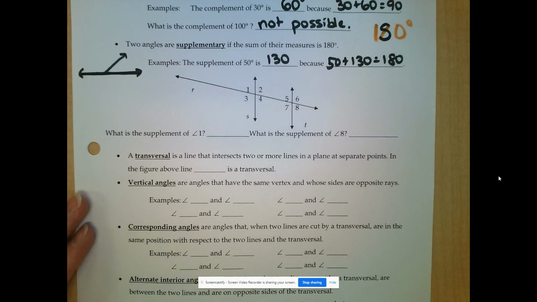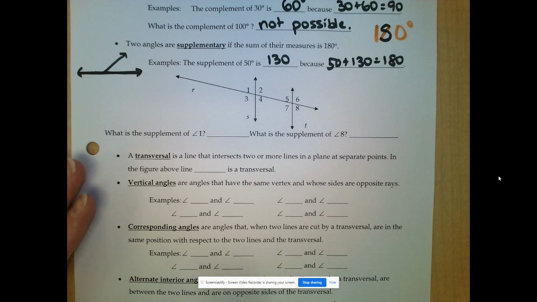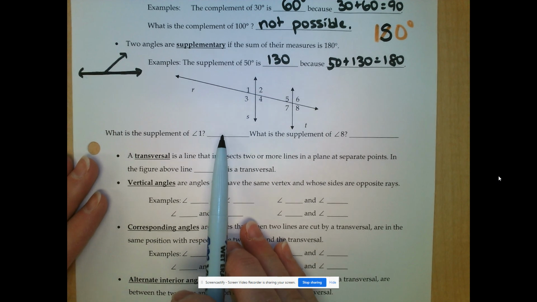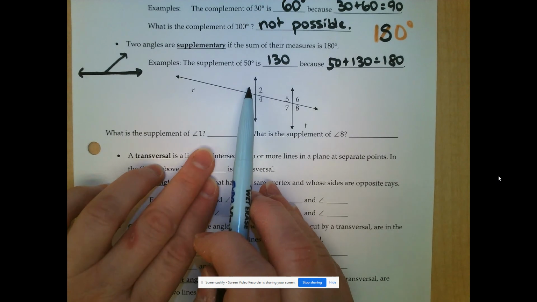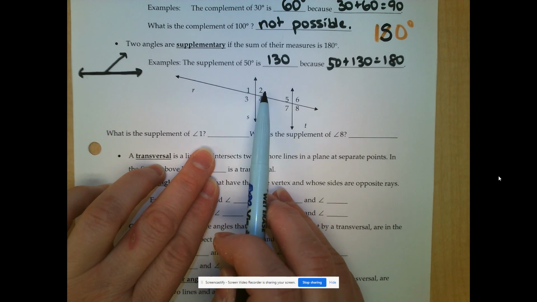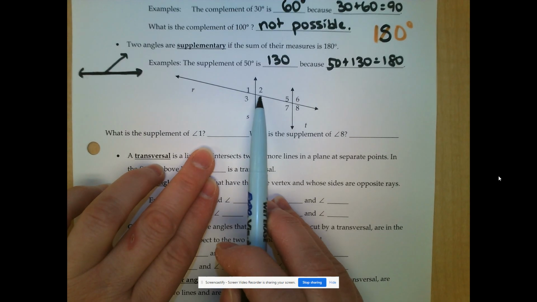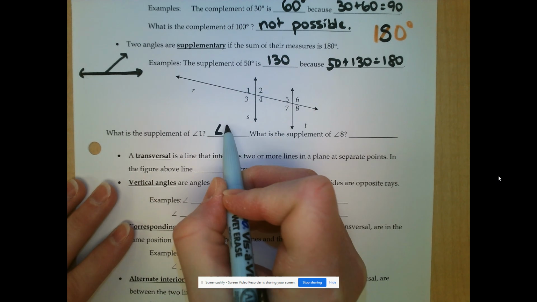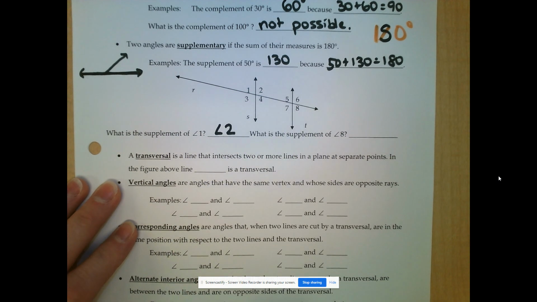What is the supplement of angle 1? So supplement means that they have to add up to 180 degrees. So for example, angle 1 could be the supplement to angle 3, or angle 1 could be the supplement to angle 2, because either way they end up with a straight line along the bottom. So let's say the supplement of angle 1 is angle 2. Those two will add up to 180.